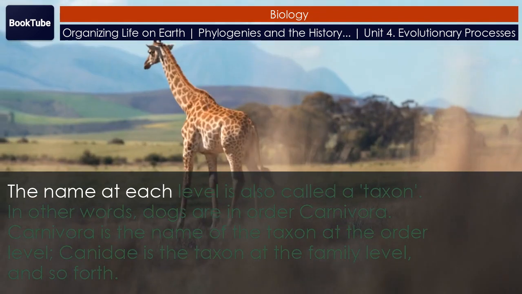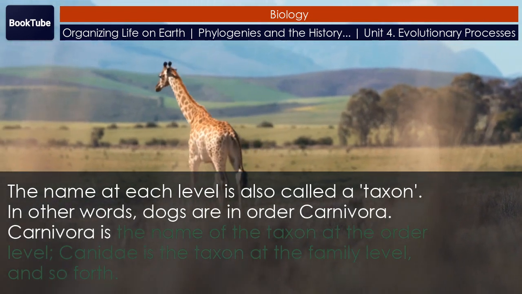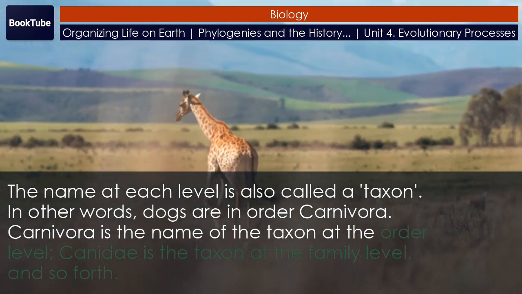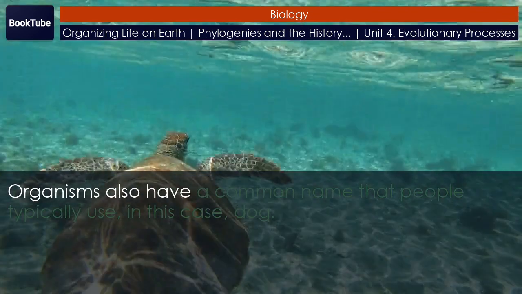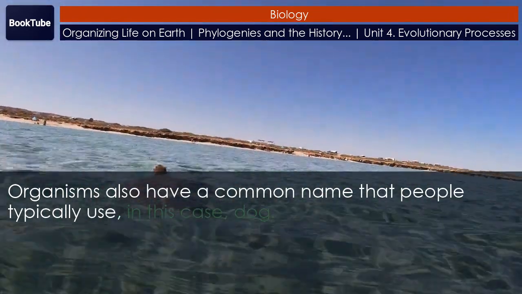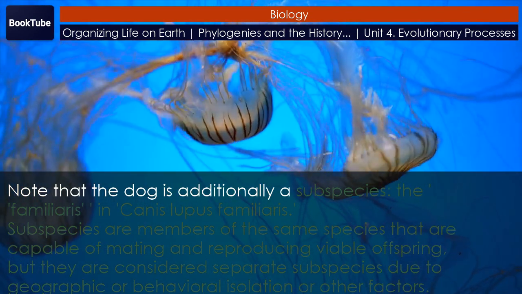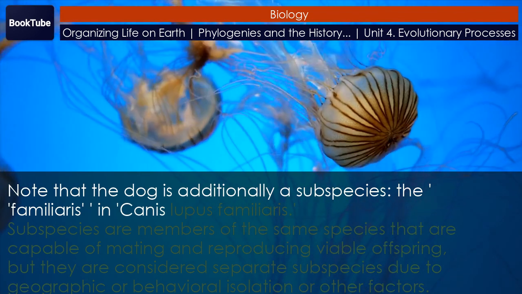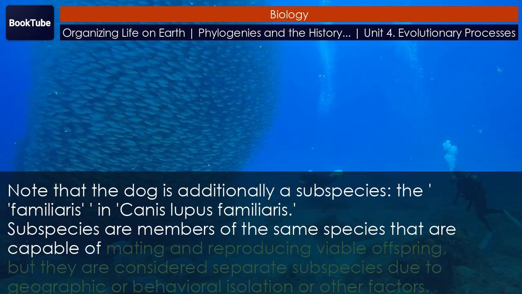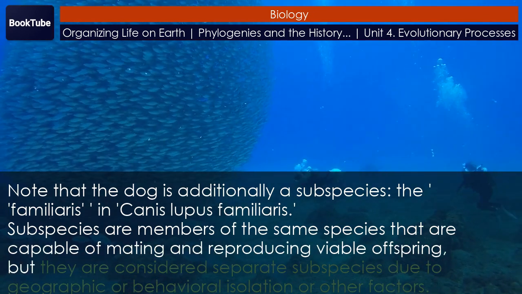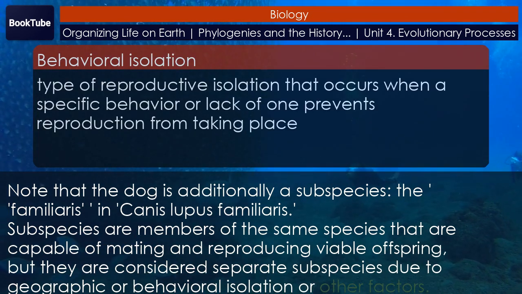The name at each level is also called a taxon. In other words, dogs are in order Carnivora. Carnivora is the name of the taxon at the order level. Canidae is the taxon at the family level, and so forth. Organisms also have a common name that people typically use, in this case, dog. Note that the dog is additionally a subspecies. The familiaris in Canis lupus familiaris: subspecies are members of the same species that are capable of mating and reproducing viable offspring, but they are considered separate subspecies due to geographic or behavioral isolation or other factors.